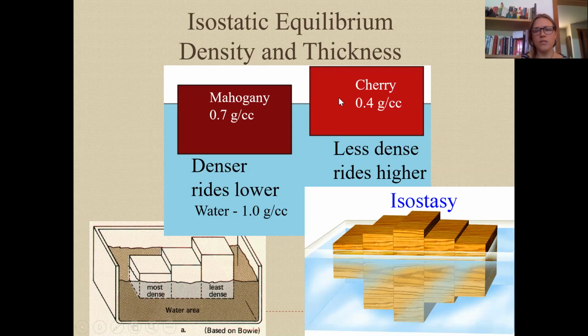So first of all, if two things are the same size, like a dense piece of mahogany wood as opposed to a piece of cherry wood, this mahogany wood is 0.7 grams per cubic centimeter versus cherry, which is 0.4 grams per cubic centimeter, and they're the same thickness, we would expect the denser piece to sink lower than the cherry piece. So we mentioned that there's two rocks, basalt and granite, and that basalt is denser. So if they were the same dimensions, we would expect already that the basalt would be sticking down a little bit lower into the asthenosphere relative to granite.